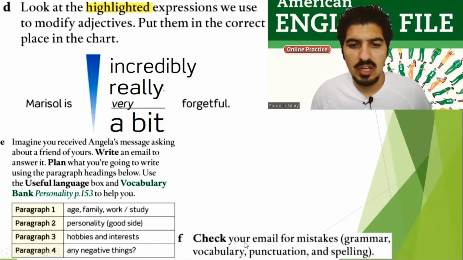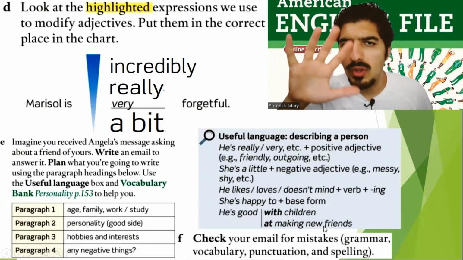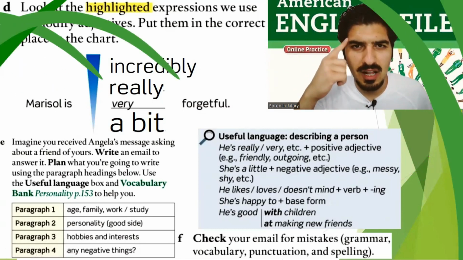And of course, you can check your email for mistakes in grammar, vocabulary, punctuation, and spelling. And some useful language for you as well, describing a person. He is really or very, etc., plus a positive adjective: friendly, outgoing. Or she's a little, plus a negative adjective: messy, shy. And he likes, loves, doesn't mind, plus a verb and -ing. For example, she's happy to, plus a base form. He's good with children. He's good at making new friends. You know them all. Just write and practice. It's easy. Believe in yourself.